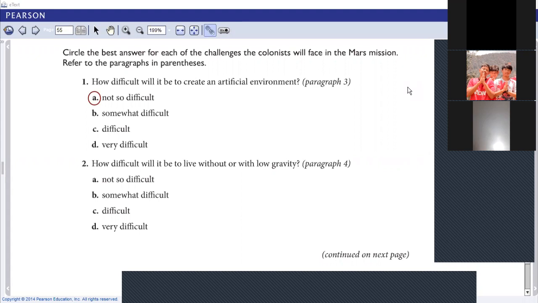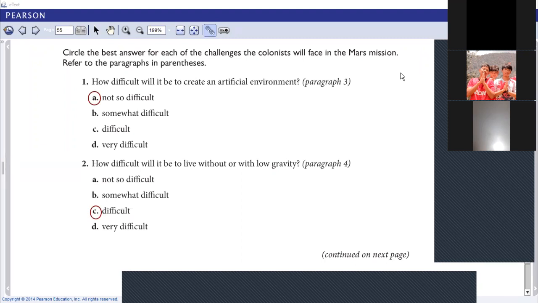Difficult in a sense because of what happens with your body. So basically you're looking at how they word it, and from there kind of infer or actually conclude the degree, right? So number 1 is A, not so difficult, and number 2 is difficult. Okay, let's try again. Number 3, how difficult will it be to deal with feelings of isolation? That has a reference to paragraph 5.